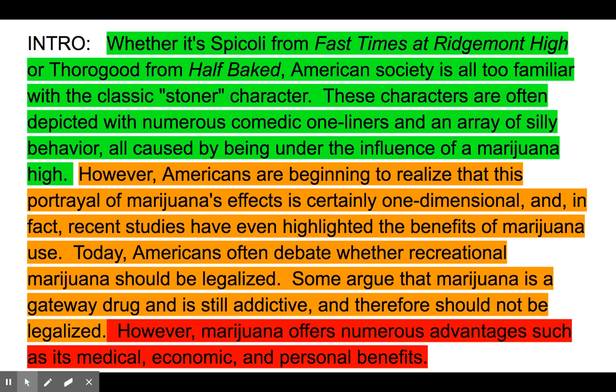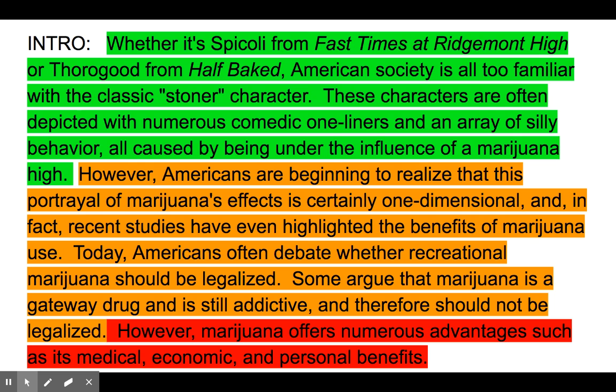Then we get to the connector, providing some background knowledge and some context to the situation here. However, Americans are beginning to realize that this portrayal of marijuana's effects is certainly one-dimensional and, in fact, recent studies have even highlighted the benefits of marijuana use. Today, Americans often debate whether recreational marijuana should be legalized. Some argue that marijuana is a gateway drug and is still addictive, and therefore should not be legalized. So that's my context and my connector.